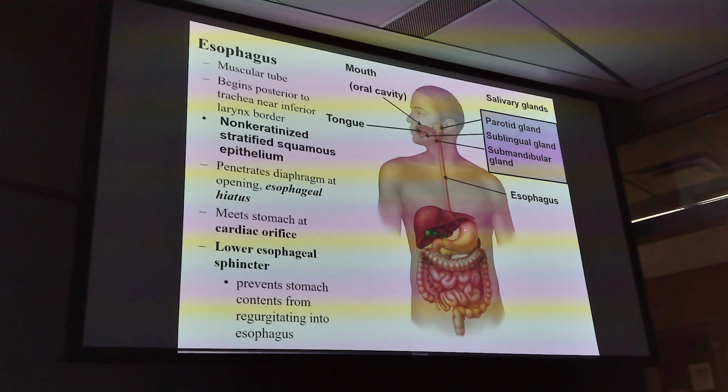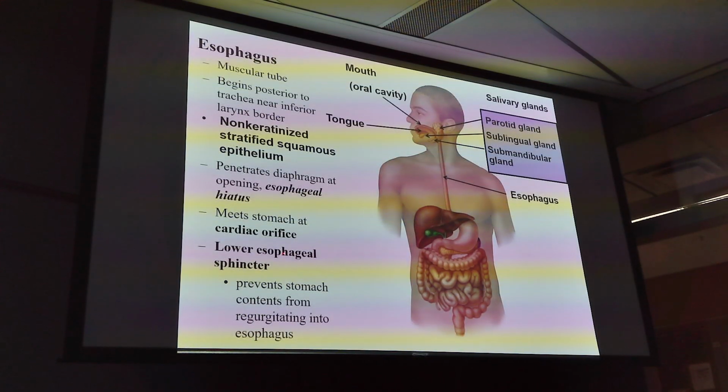It's called the cardiac orifice because it's the part of the stomach that's closest to the heart. Huh? It's not close to the heart, but okay. It's the closest part of the stomach to the heart, so it's a cardiac orifice. Now, we're coming down this big tube, and at the top of the stomach, you have a sphincter. You saw this in the movie.